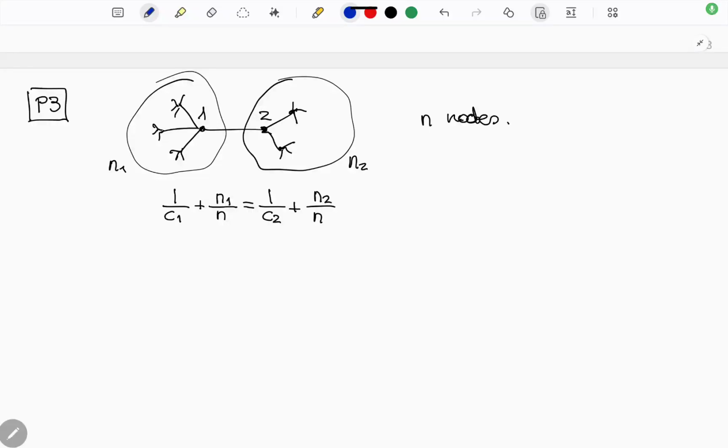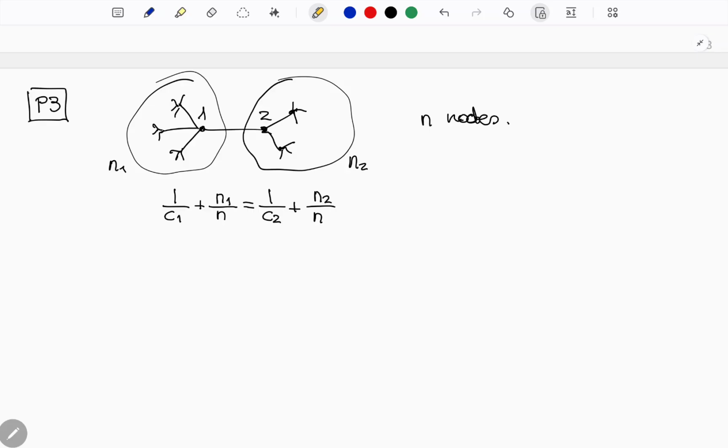This is problem set 4, exercise 3. This problem is related to closeness centrality. They tell us that we have to consider an undirected tree of n vertices. So here we have a network, which is a tree with n nodes.